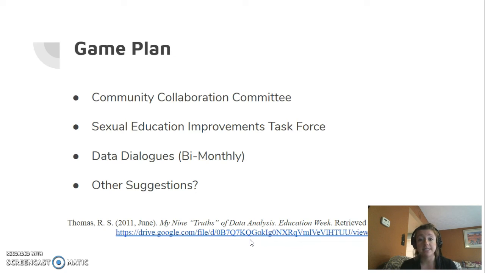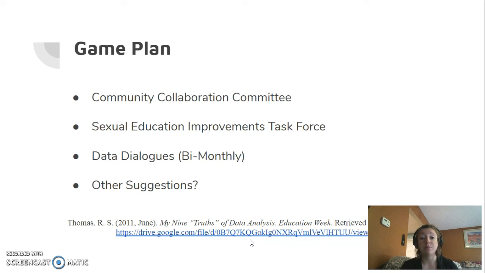And that sort of ties into the sexual education improvement task force. So I would like to ask for some other volunteers or assign some people to create this task force that will meet on a regular basis to talk about where our sexual education level is now, sort of assess where we're at, and talk about ways that we can improve that to be more realistic and more beneficial to our students.